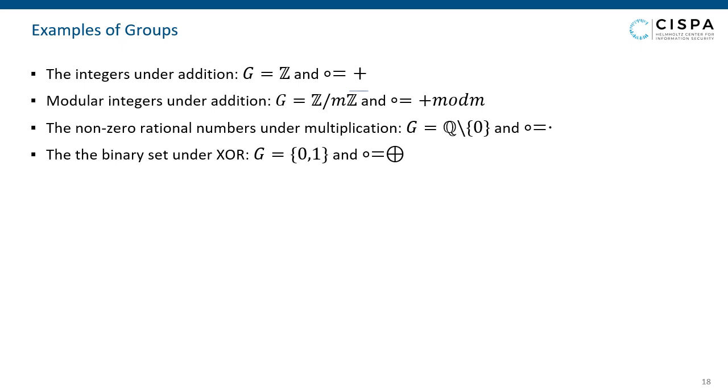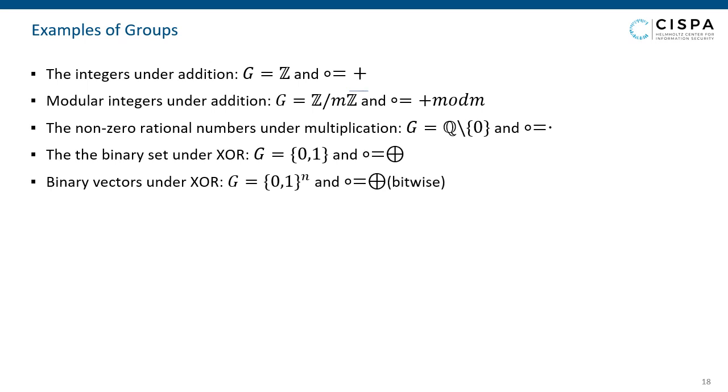By the way, all these groups that we've seen are also commutative. The second example, where we set the modulus m to be 2, gives the binary set under XOR, which is also a group, where the identity element is 0, and taking inverses, well, you do nothing. The inverse of 0 is 0, and the inverse of 1 is 1.